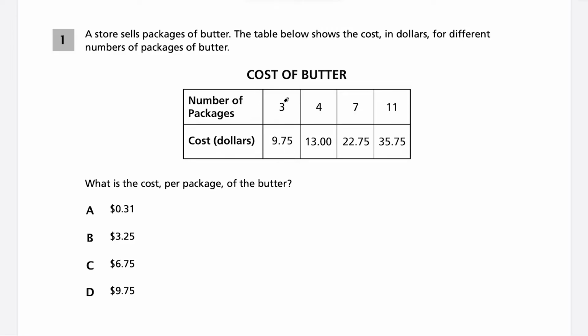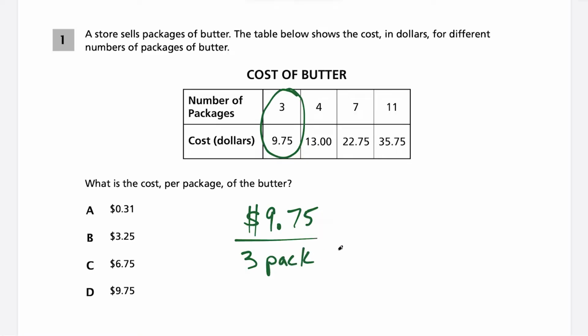So for this question, what we could do is just take any pair here. Let's say I look at the first pair that we have, 3 packages of butter costs $9.75. And we could set up this ratio here. We could say it's $9.75 for 3 packages of butter. So we want to know how much is it for 1 pack? And I'll just abbreviate packages like this.